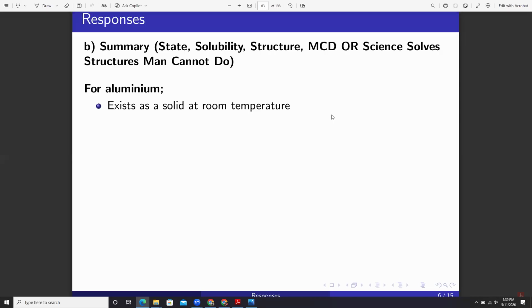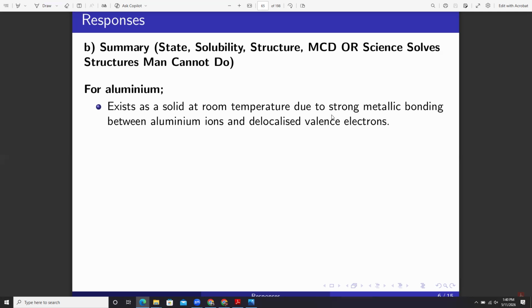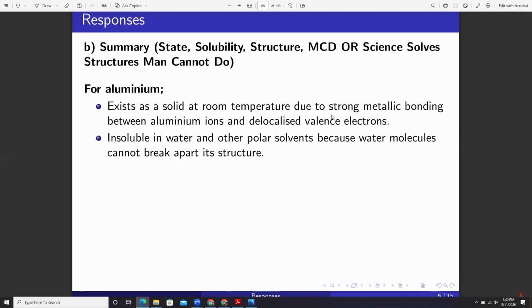Why? These metals are made up of metallic bonds which join their atoms together. So this is more of having a compact structure. Those metallic bonds compactly hold ions and the electrons together. So it exists as a solid at room temperature due to strong metallic bonding between aluminium ions and delocalized valence electrons. Then solubility, metals do not dissolve in water. Therefore, here we are going to say that aluminium is insoluble in water and other polar solvents. Why? Water molecules cannot break apart their structures.